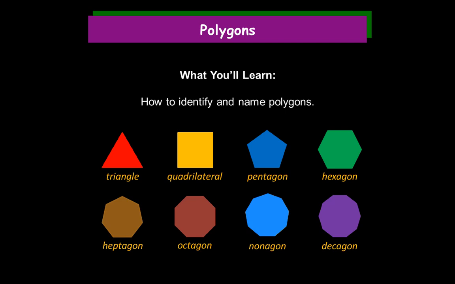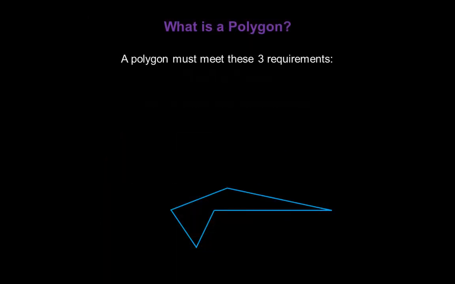Here's what you'll learn: how to identify and name polygons. First of all, what is a polygon? A polygon must meet these three requirements.